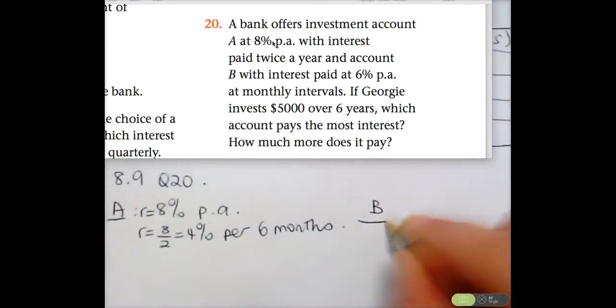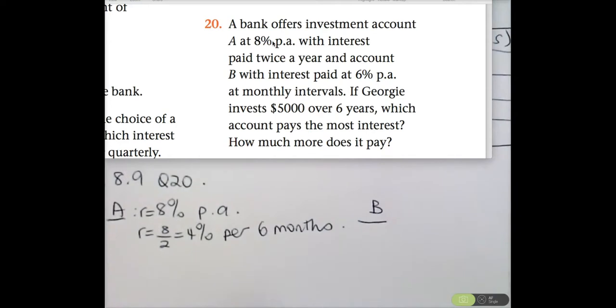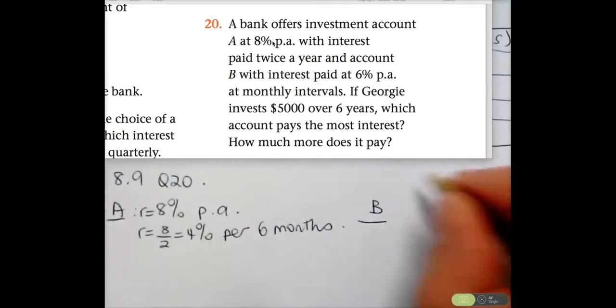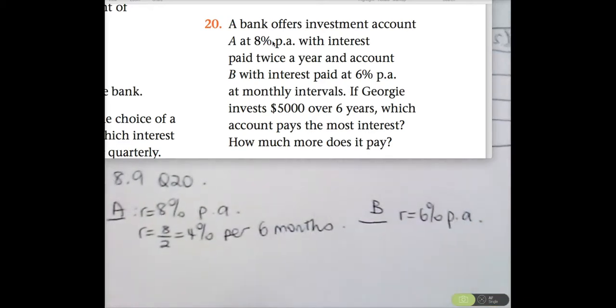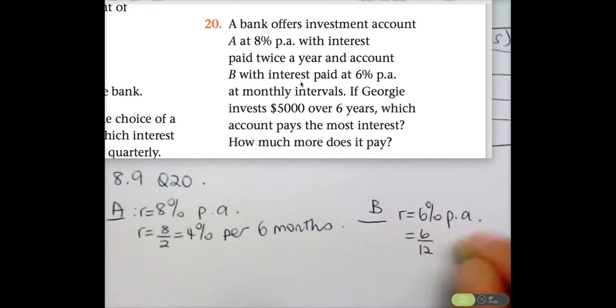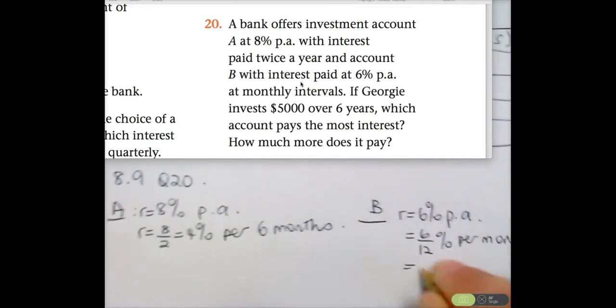Account B, interest 6% per annum. R is 6% per annum, but it's compounding at monthly intervals. So it's going to be 6 divided by 12% per month, which is what percent? 0.5% per month.